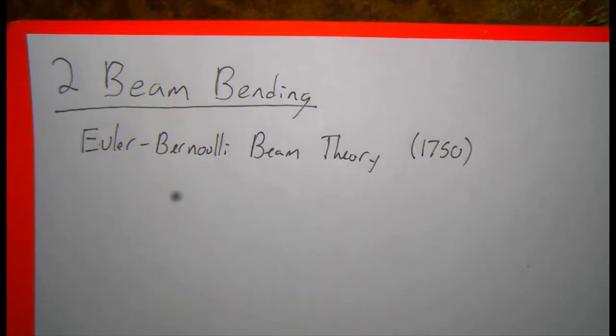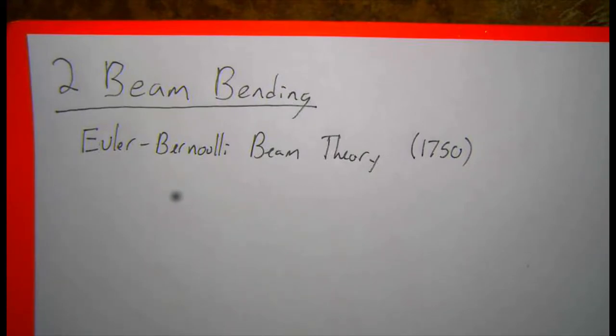So here I have a ruler. Basically, we're going to be talking about how a long, slender member responds to an applied force. There's another beam theory called Timoshenko beam theory. I guess Euler-Bernoulli theory is a subset of Timoshenko theory, where if you have a short, stubby beam, Timoshenko beam theory can be used. As long as you have a long, slender beam, which we'll define in a second, this Euler-Bernoulli theory is the one that you use. Otherwise, Timoshenko beam theory is the one that comes in.